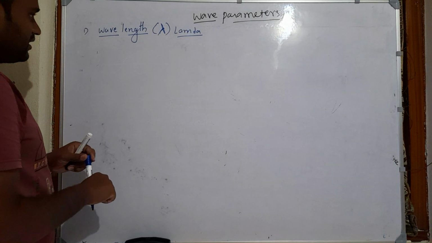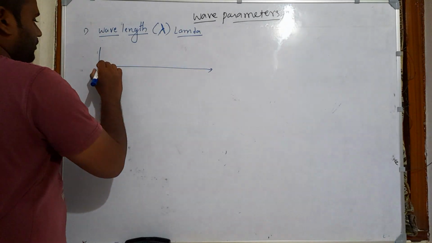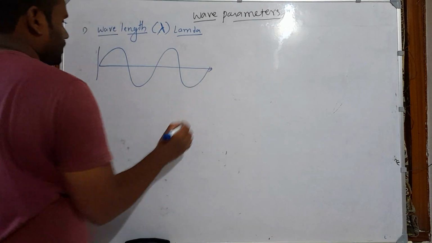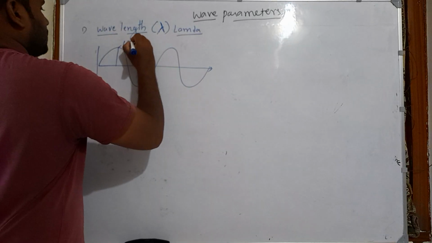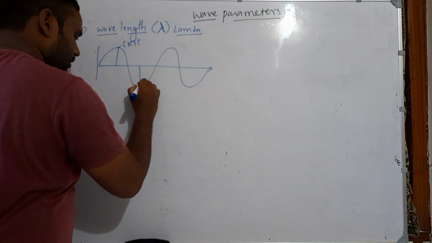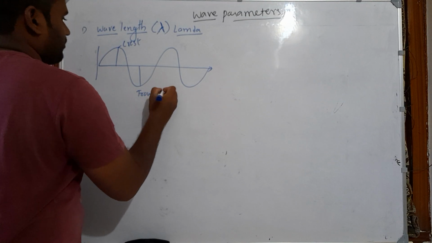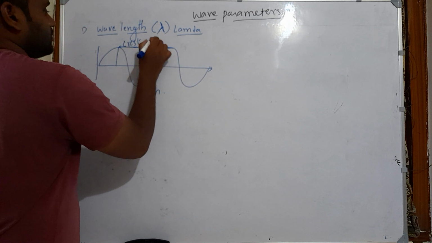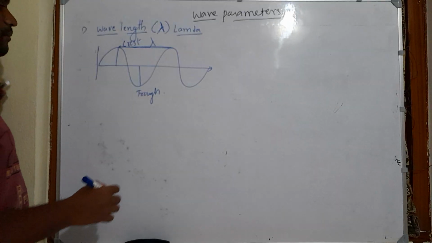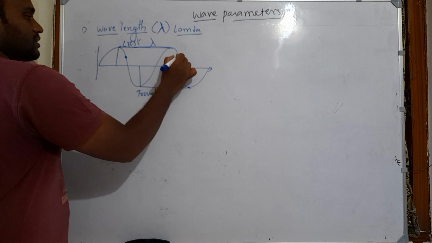So what is the wavelength here? First of all, we already know light travels in the form of waves from one place to another like this. The peak position in the wave is called the crest, and the depth position in the wave is called the trough. The distance between two successive crests is called wavelength lambda, or the distance between two successive troughs is also called wavelength lambda, or the distance between two successive equal points.